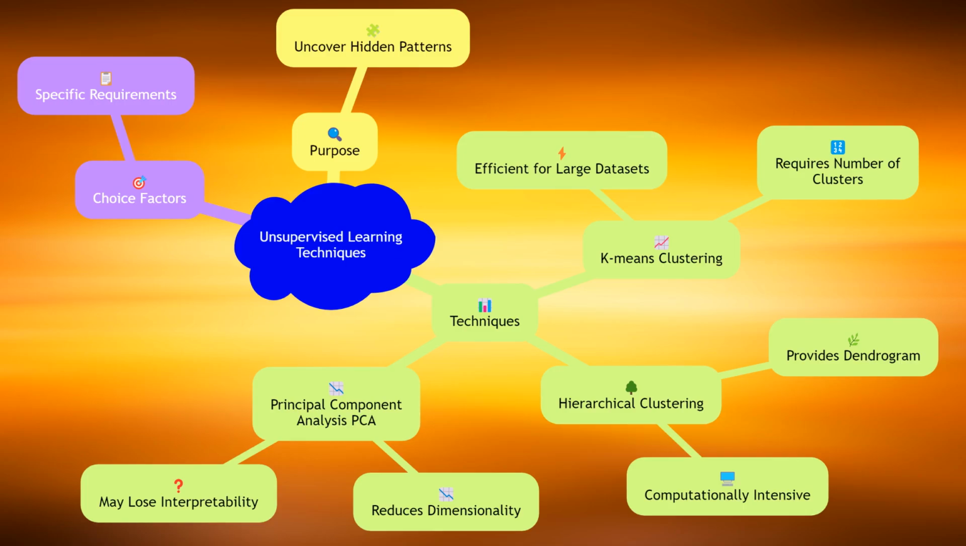Unsupervised learning techniques such as k-means clustering, hierarchical clustering, and principal component analysis (PCA) are used to uncover hidden patterns in data. K-means is efficient for large data sets, but requires specifying the number of clusters. Hierarchical clustering provides a dendrogram, but is computationally intensive. PCA reduces dimensionality, but may lose interpretability. The choice depends on the specific requirements of your task.